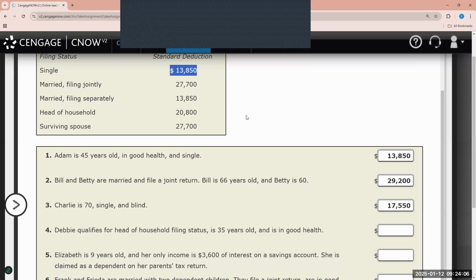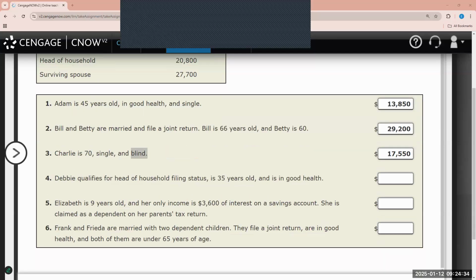$13,850 for the regular standard deduction, $1,500, $850 because he is above the age of 65, and then $1,850 because he is blind. For 2024, these amounts were increased essentially to $1,950. So again, each year increased for inflation.